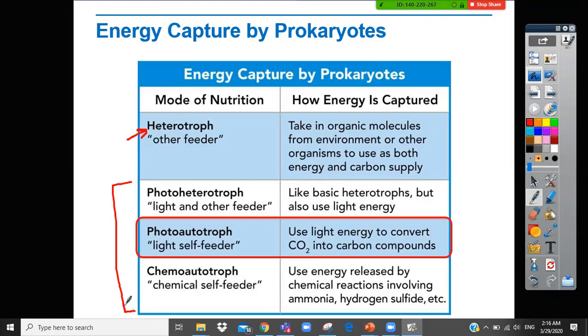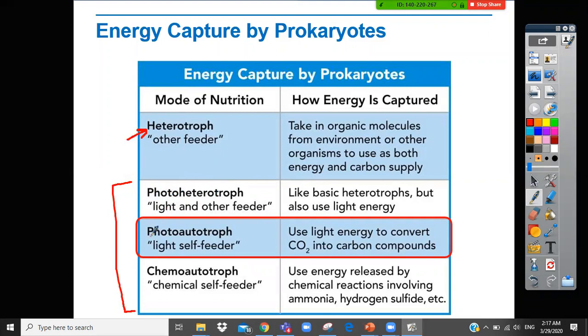These three types are all autotrophs, so they are capable of making their own food, but we have the photoheterotroph. Photoheterotrophs can be heterotrophs, and at the same time they can be autotrophs. It's based on the conditions that they are living in. Sometimes they can be heterotrophs, they need other organisms to feed on, and sometimes they can be phototrophs. It means that they need light energy to make their own food.